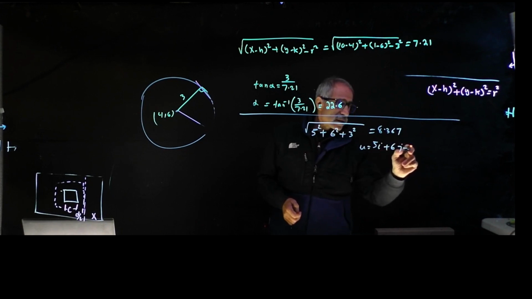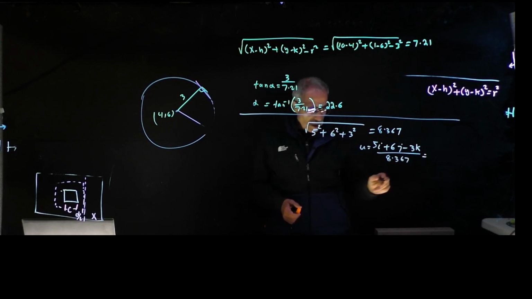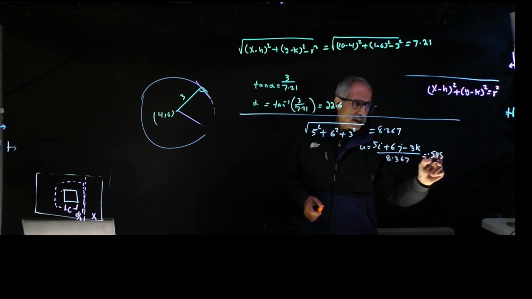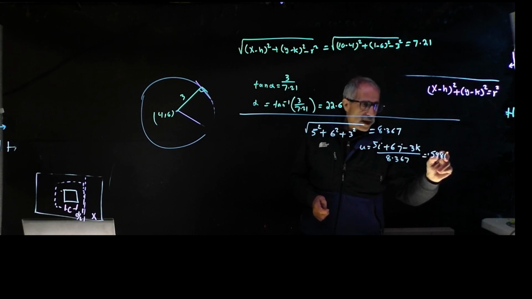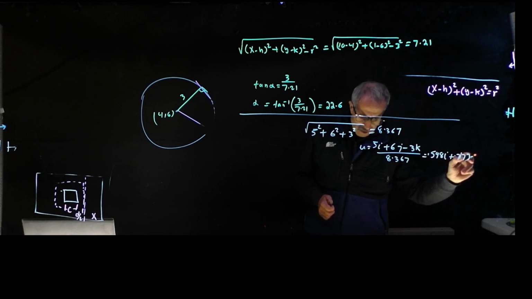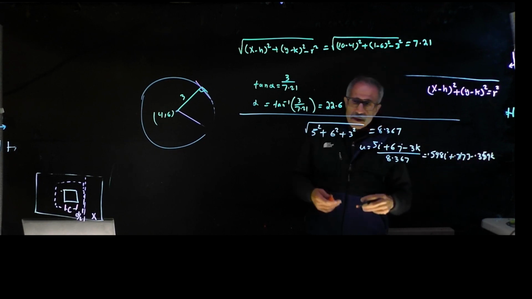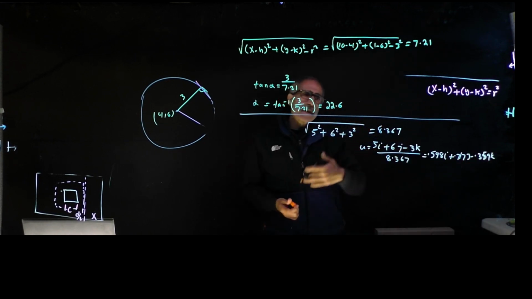And the unit vector is basically what you have out there, which is 5i plus 6j minus 3k, and divide that by 8.37, and that comes out to 0.598i plus 0.717j and minus 0.3959k. If you have something like this on the EIT exam, do it.